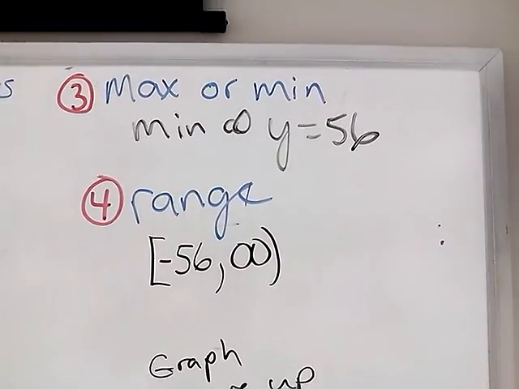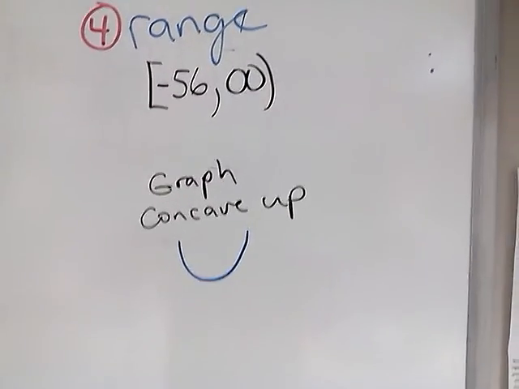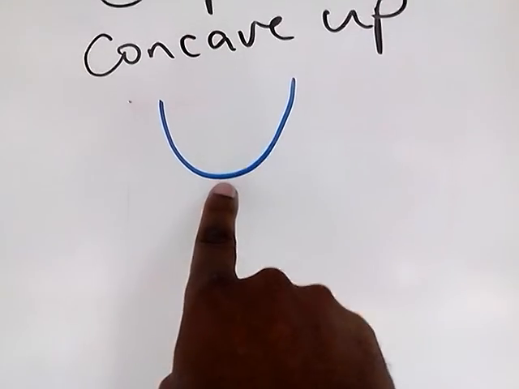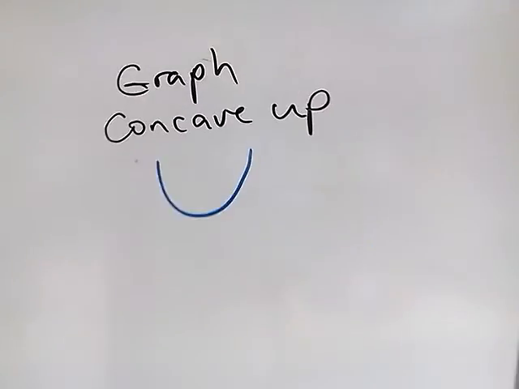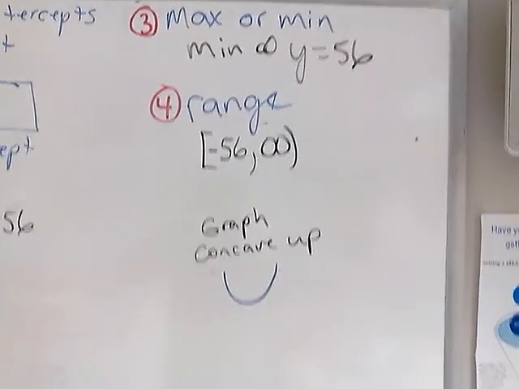We talked about our max. We have a minimum because our graph concaves upward. So our minimum is the negative 56, at y is equal to negative 56.